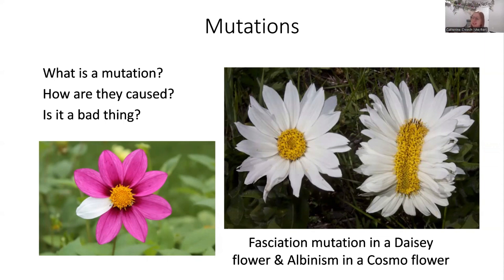This one is a little bit of albinism in your cute daisy here. Or sorry, this is a Cosmo. The other ones are daisies. And so this one petal is not producing pigment, which is caused by an albinism mutation.